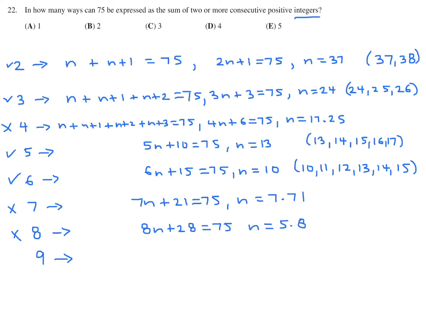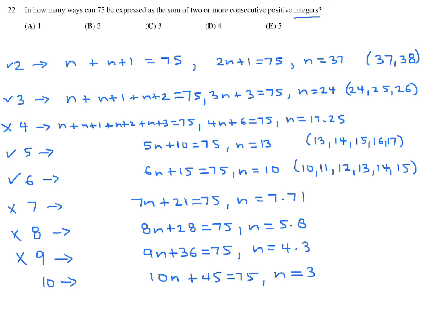Our sum becomes 9n plus 36 is equal to 75, and n is going to be about 4.3. So no good there. How about 10 consecutive integers? 10n plus 45 is equal to 75, n is equal to 3. So that's an integer, and therefore our list is 3, 4, 5, 6, 7, 8, 9, 10, 11, and 12.